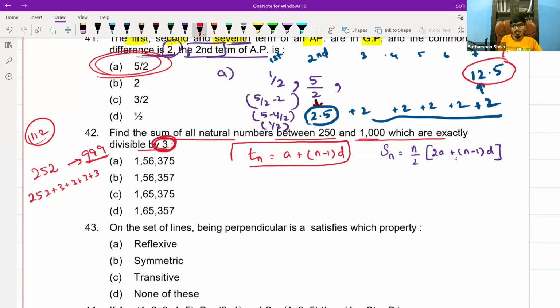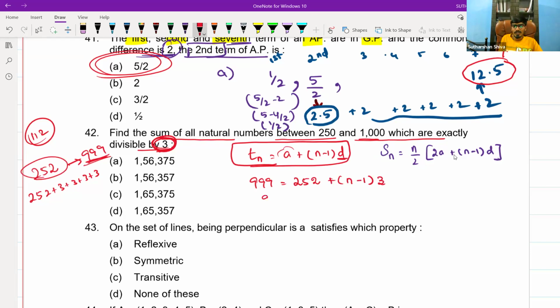Here, we will use this formula to find out the n value. Tn is given, so we know the last value is 999. The A value we know, its starting point is 252. So 252 is A plus n value, which I don't know, minus 1. The D value I know because the difference is going to be 3 only.